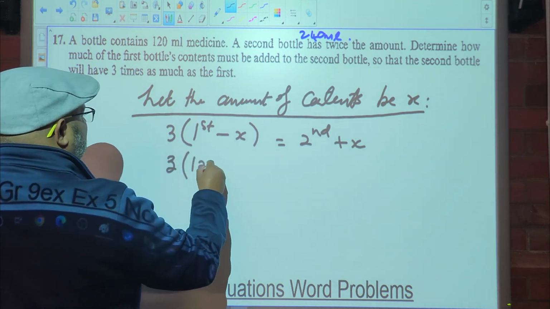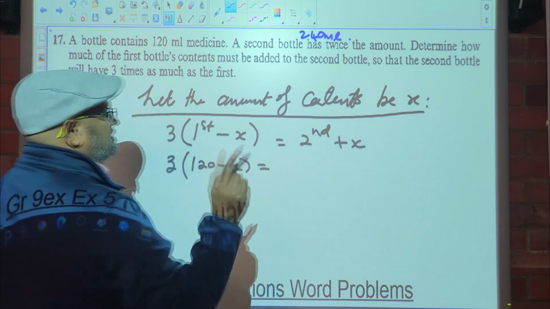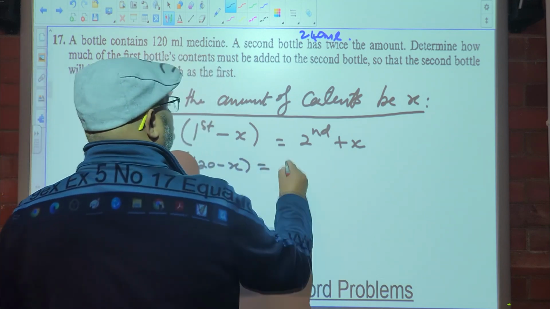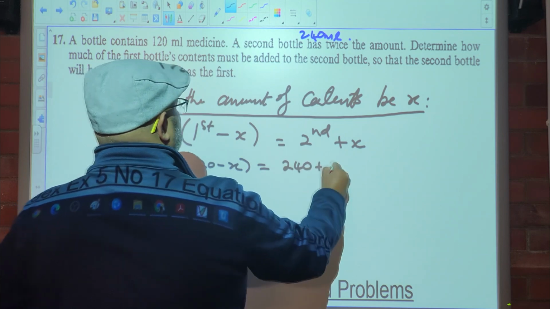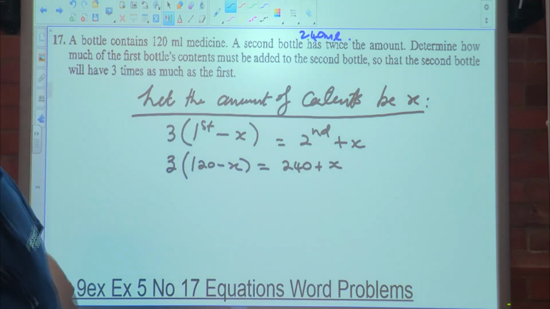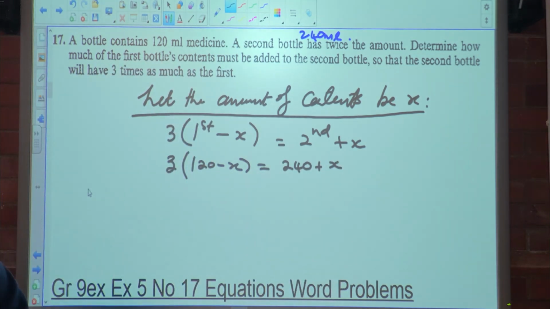Okay. So the equation should now read: the first bottle contains 120 ml, so it's 120 minus x is equal to the second bottle, which is twice the amount, which is 240 plus x. Okay. You guys agree with that?